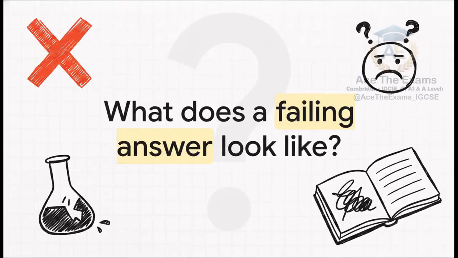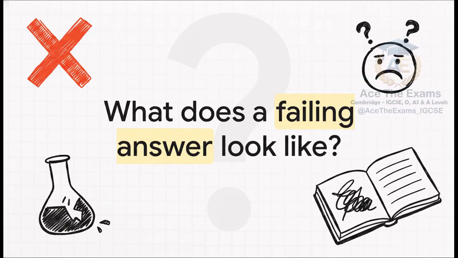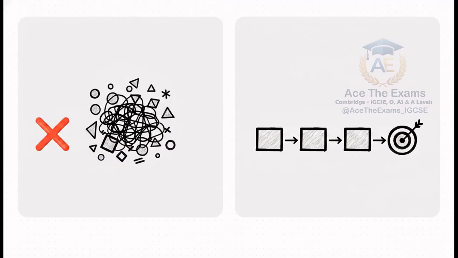What does a failing answer actually look like compared to an A-star answer? I want you to challenge yourself here to spot the fatal errors in the flawed example we're about to look at before I reveal the examiner's correction. And boom, here is the exact difference.